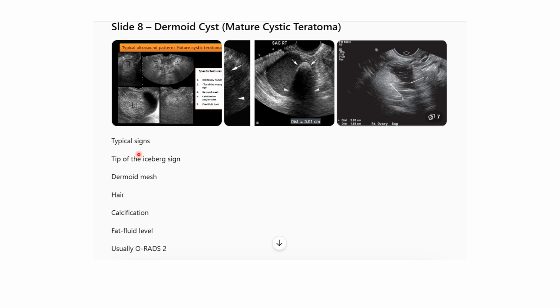Now the dermoid cyst, which is a mature cystic teratoma. Typical signs: the tip of the iceberg sign, where we have a lesion with posterior acoustic shadowing. Then the dermoid mesh: any other echogenic material seen around the dermoid cyst, the Rokitansky nodule or plug, is what is called the dermoid mesh. Inside you can also see calcifications and fat-fluid levels. Usually this is also O-RADS 2.